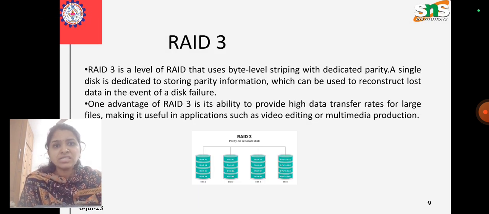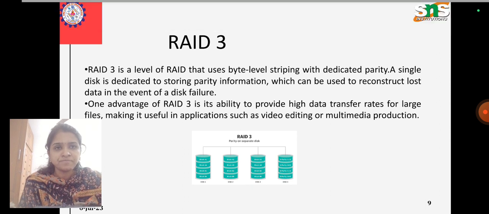RAID 3 is a level of RAID that uses byte-level striping with dedicated parity. A single disk is dedicated to storing parity information, which can be used to reconstruct lost data in the event of a disk failure. One advantage of RAID 3 is its ability to provide high data transfer rates for larger files, making it useful in applications such as video editing or multimedia production.